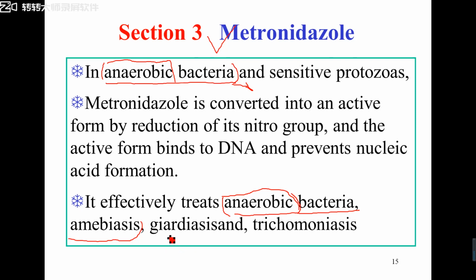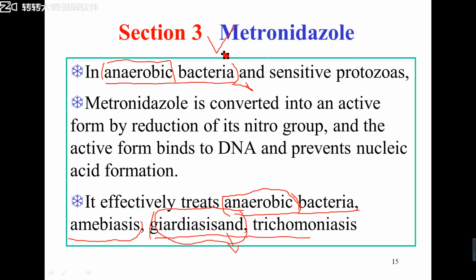And this one, Giardia, and trichomoniasis. Do you know this? This always infects female patients. Vaginitis patients, female vaginitis, and vaginal itching. These female patients have vaginitis because they are infected with this. Most patients are infected with this, Giardia and trichomonas. So we should use metronidazole to kill this one, to treat vaginitis, vaginal itching.